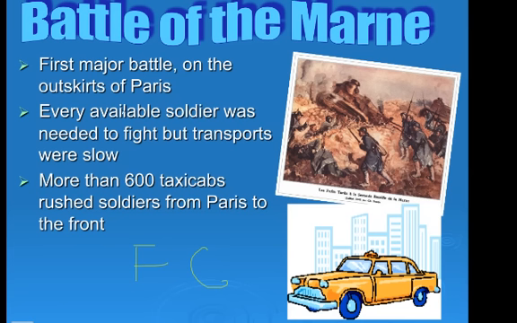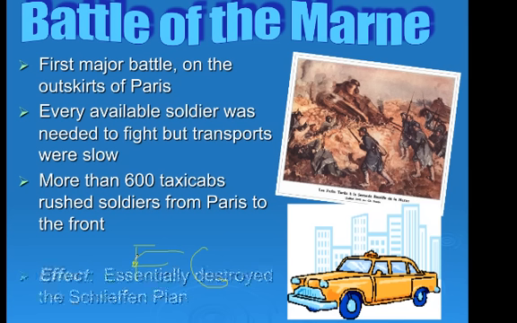They needed every available soldier to fight, but transports were slow, so the French actually used about 600 taxi cabs to rush soldiers from Paris to the front lines. And because the Germans couldn't get into Paris, which is the capital of France, the von Schlieffen Plan was stopped, which then thereby guaranteed this is a slow, brutal, grueling, slow war.